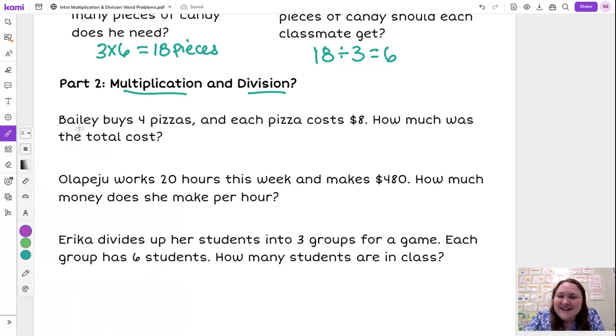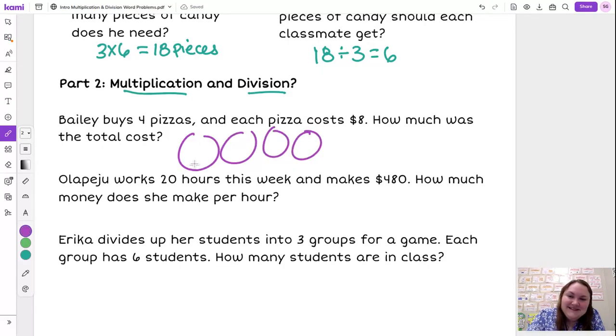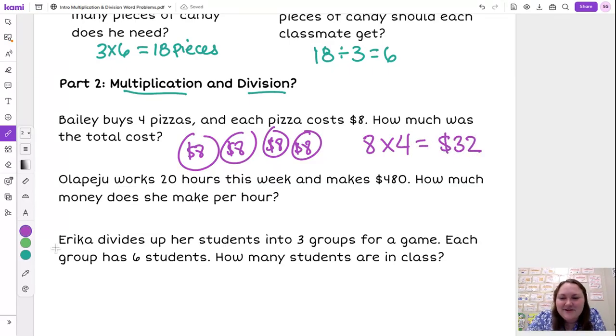For the first story, it says Bailey buys 4 pizzas and each pizza costs $8. How much was the total cost? I'm picturing she's buying 4 pizzas and each one of those pizzas is $8. So we could do 8 plus 8 plus 8 plus 8 to find the total, or use multiplication because there's that repeated addition. The answer for this would be she spends $32.